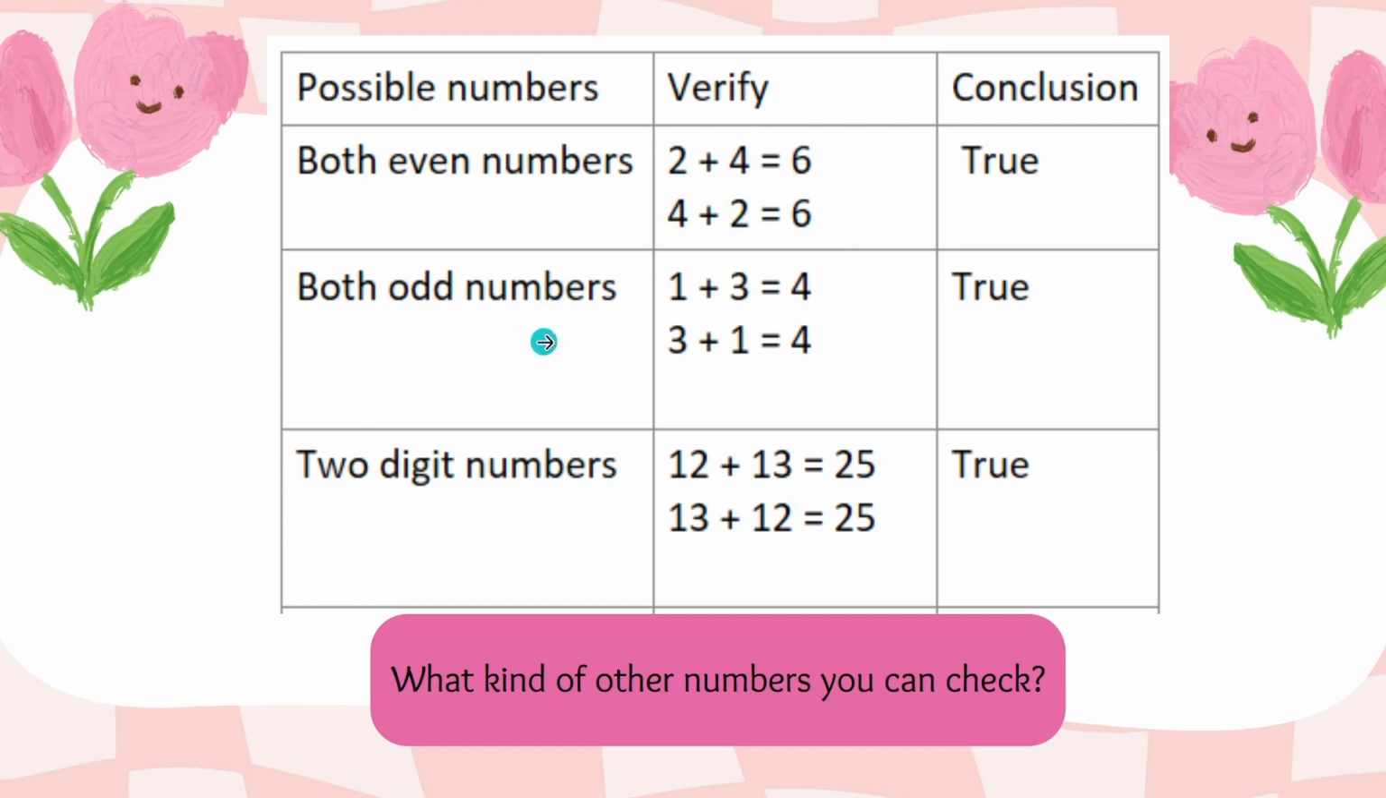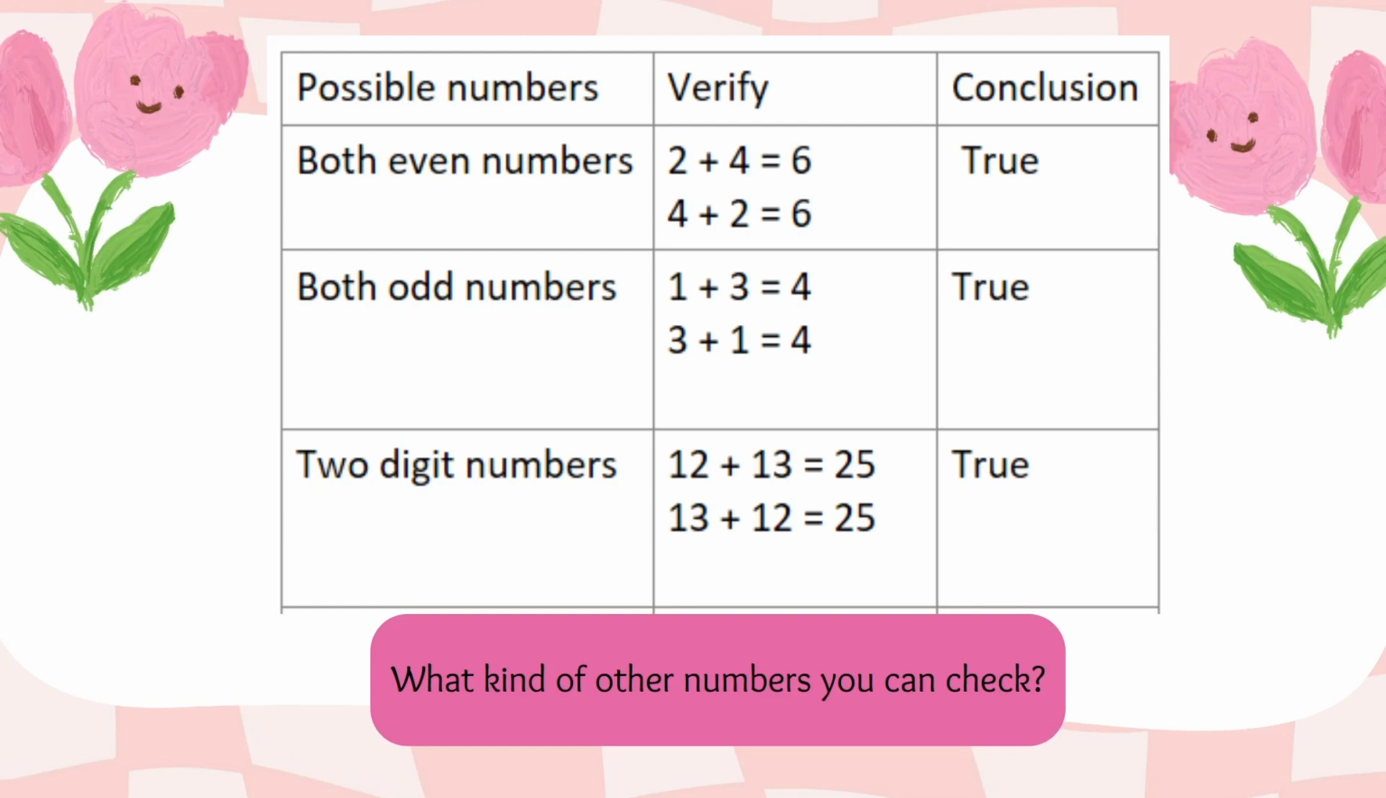Let's take both odd numbers, like 1 plus 3 is 4 and 3 plus 1 is 4. Okay, that is also holding true. And two-digit numbers, maybe like 12 and 13, which forms 25. Okay, that is also true, right? These are basic changes that you can make in different numbers.